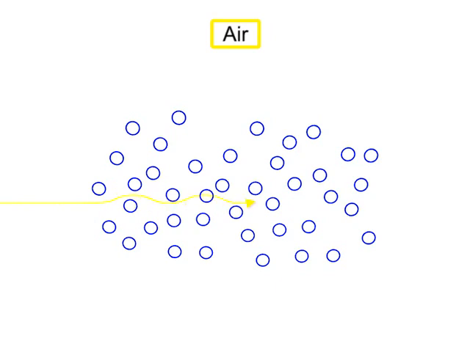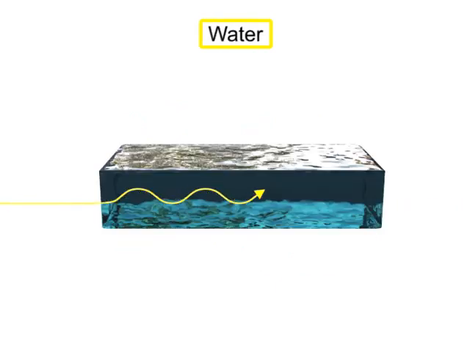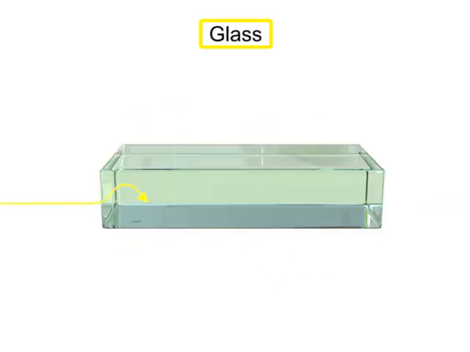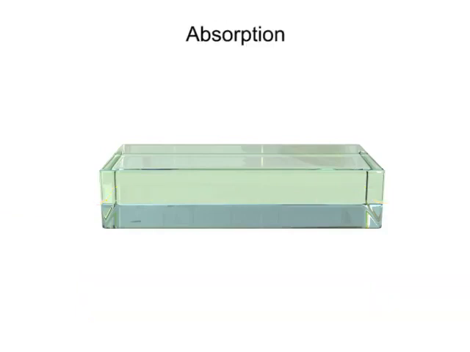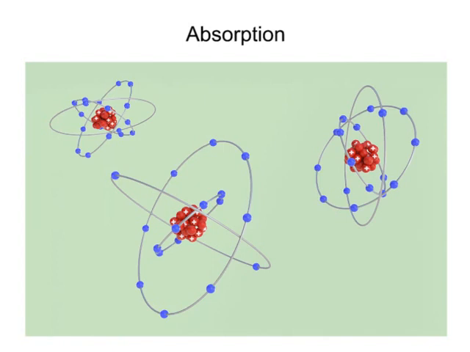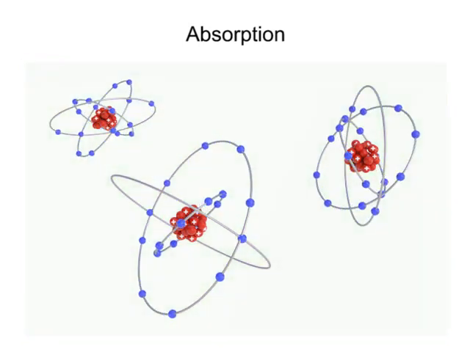When light encounters a medium such as air, water, or glass, it propagates through the substance at a net speed that is less than c. This slowing down of light through transparent objects is a form of energy transport that involves the absorption and re-emission of the light wave energy by the atoms of the substance.